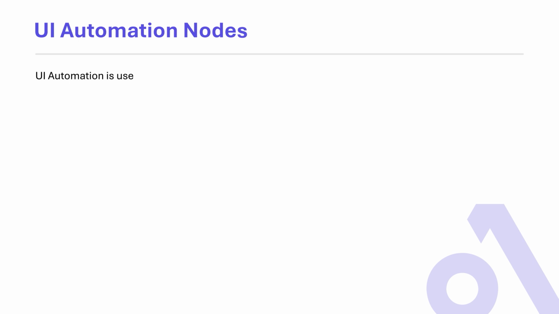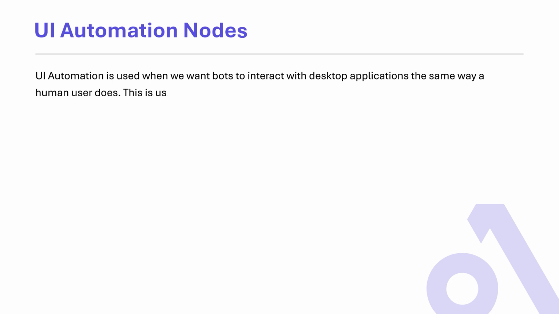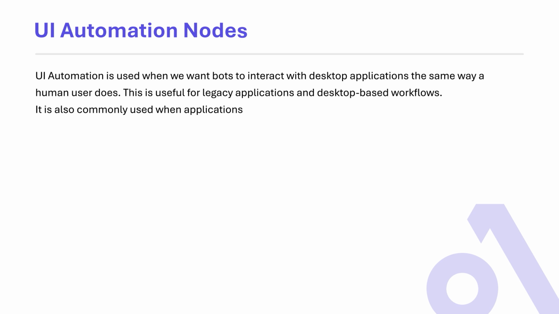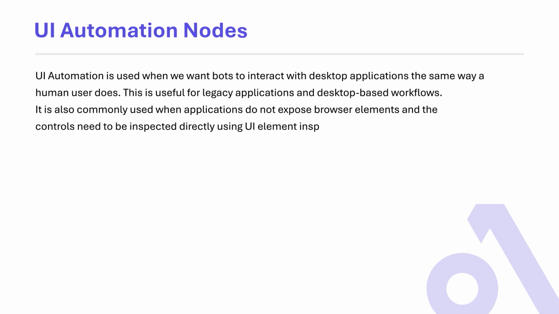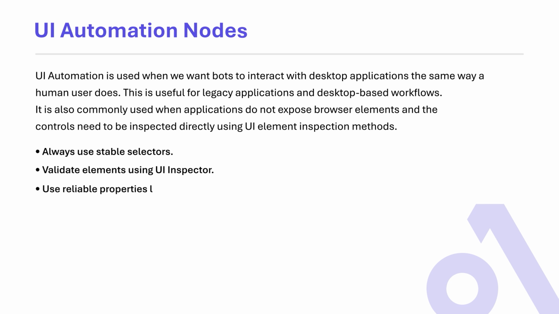UI automation is used when we want bots to interact with desktop applications the same way a human user does. This is useful for legacy applications and desktop-based workflows. It is also commonly used when applications do not expose browser elements, and the controls need to be inspected directly using UI element inspection methods. Always use stable selectors. Validate elements using UI inspector. Use reliable properties like automation ID to build robust automation.